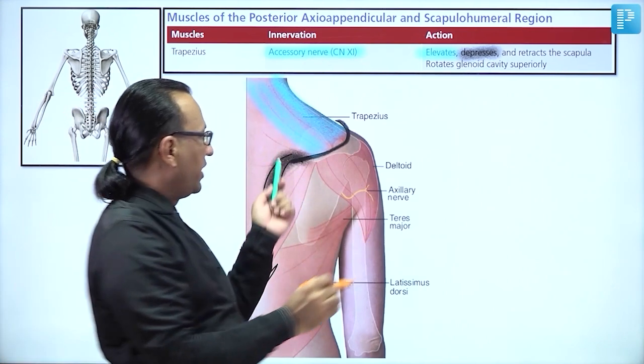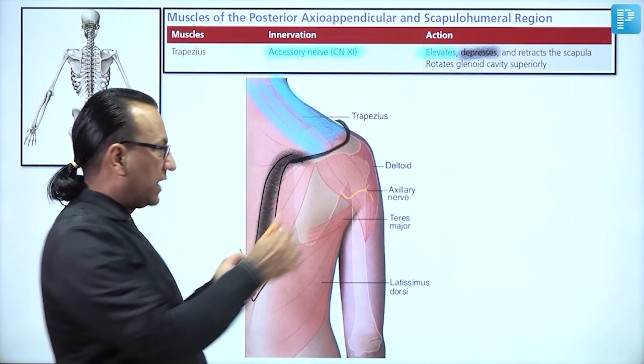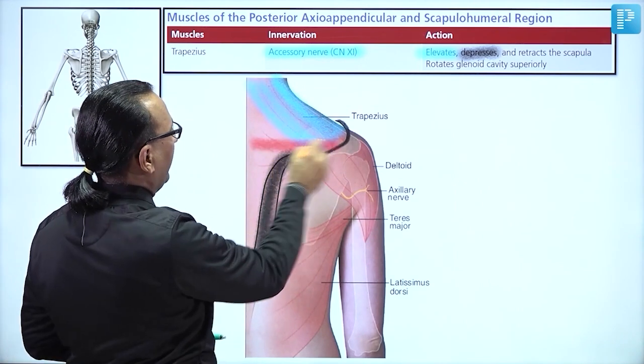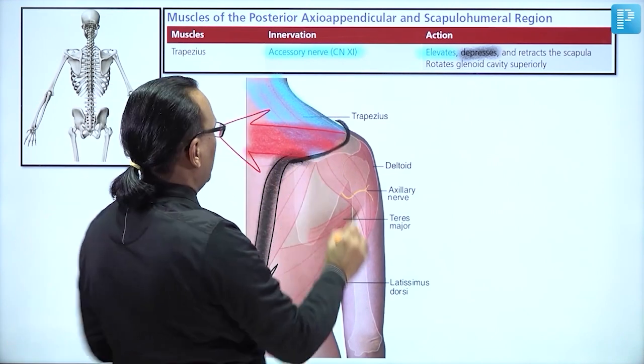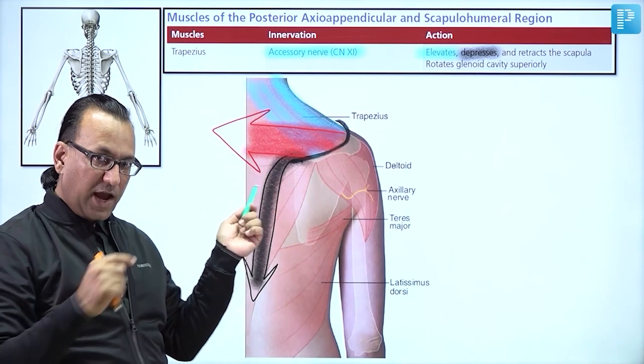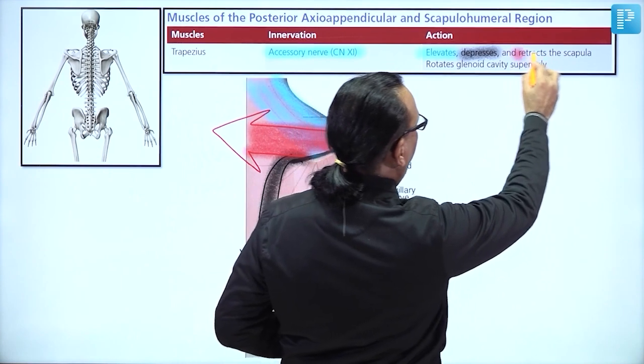And what about the middle fibers? The middle fibers can pull the scapula towards the midline, what is called retraction of the scapula. As we have seen, it works along with muscles like rhomboid major and minor. So here you see the trapezius is helping in retracting the scapula.